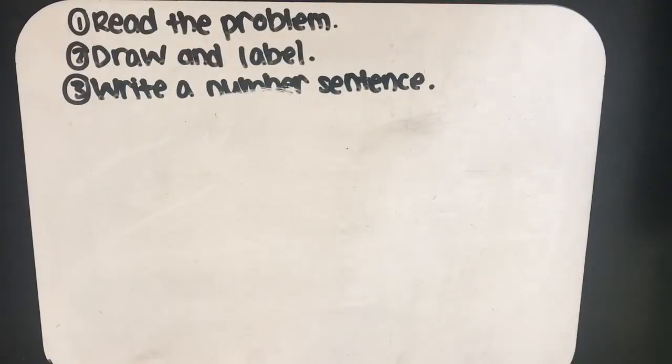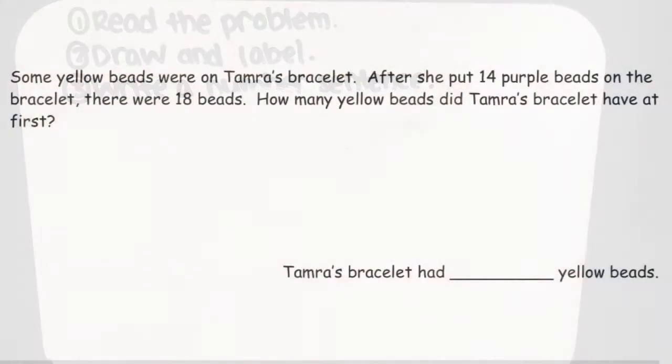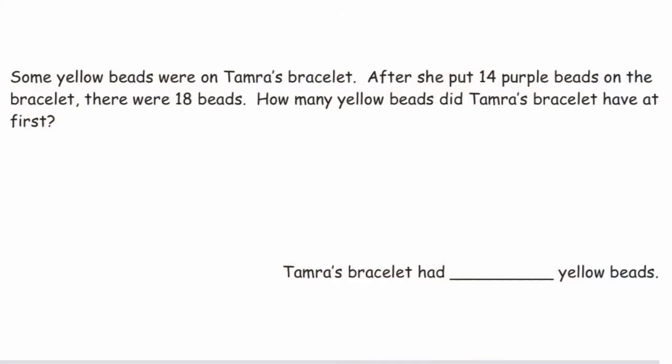Let's do just one more problem together before you try on your own. Go ahead and read the problem. Some yellow beads were on Tamara's bracelet. After she put 14 purple beads on the bracelet, there were 18 beads. How many yellow beads did Tamara's bracelet have at first?